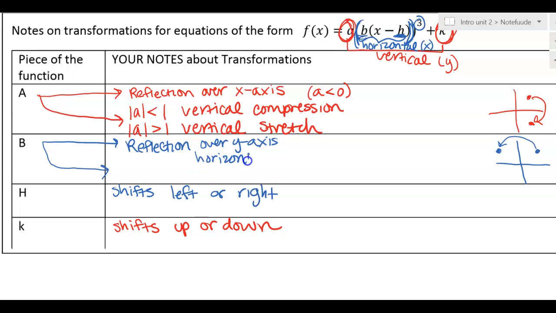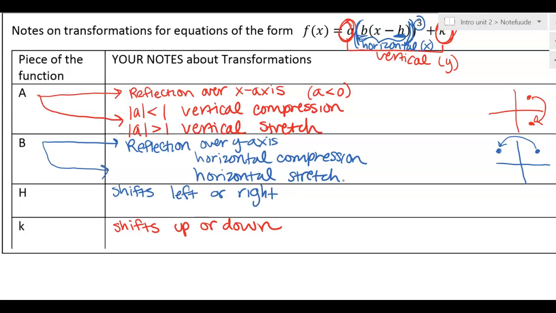So it can cause a horizontal compression or a horizontal stretch. But here's where it got a little bit tricky. What was happening to the B value on the graph when it was actually horizontally stretching it? What was I doing to the B value? Making it smaller or bigger? I was making it smaller when the graph was getting stretched out.